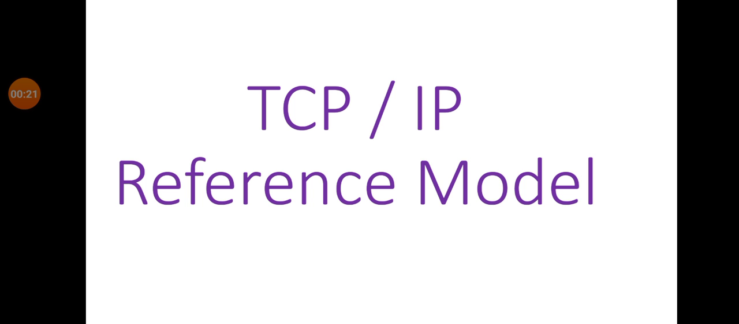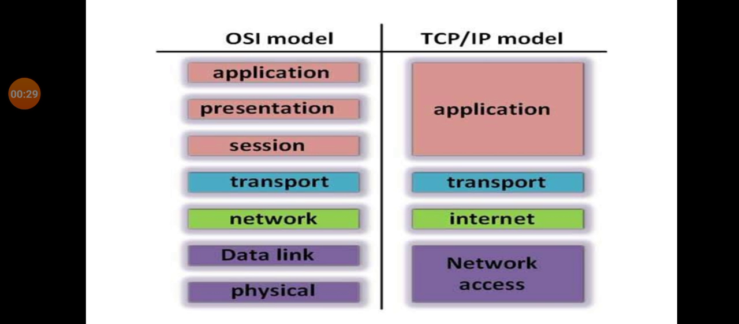TCP means Transmission Control Protocol, IP means Internet Protocol. This reference model has a total of 4 layers. As you can see on screen, here is one diagram. On the left side we have the OSI model diagram, and on the right side we have the TCP/IP model. So we can study this TCP/IP model in comparison with the OSI model.